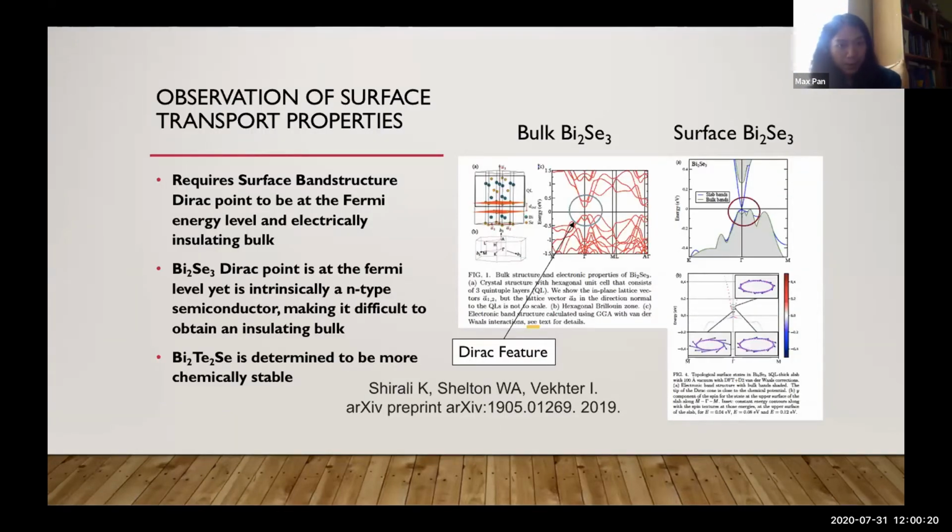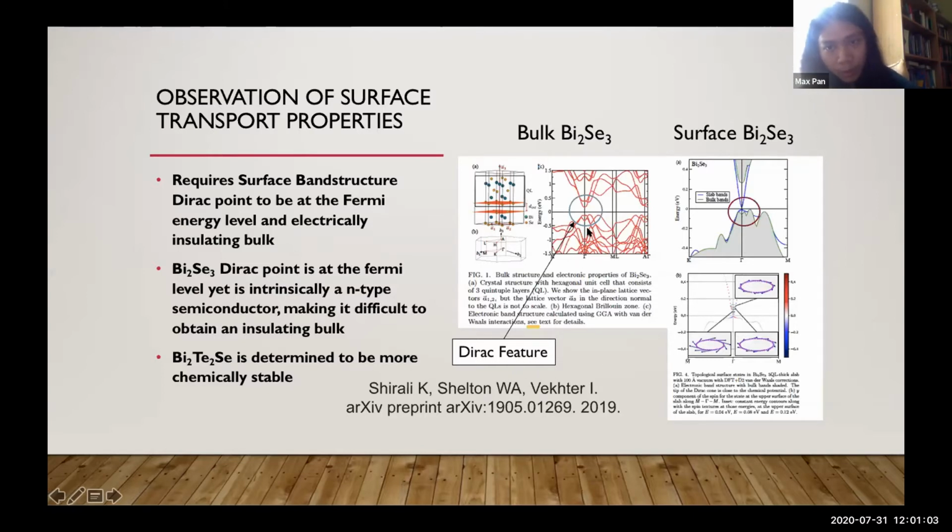So for the observation of surface transport, the requirement is that the Dirac point has to be at the Fermi energy level, and that the bulk must be electrically insulating. One material in which the Dirac point is at the Fermi energy level for the surface band structure is bismuth selenide. In addition, there is another interesting feature of this material. As you can see here in the circled region, there's an almost linear, almost Dirac cone-like shape, but instead it has a gap in it. It is also important to note that it is centered around the Fermi energy level. This is known as the Dirac feature.